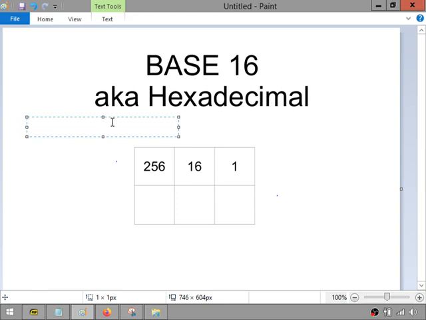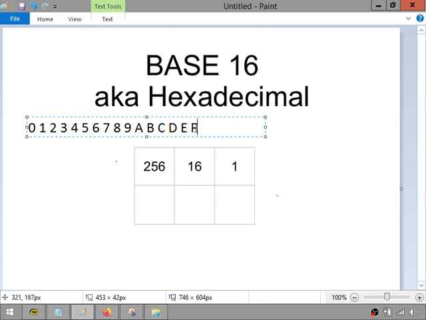So it's 0, 1, 2, 3, 4, 5, 6, 7, 8, 9, 10, 11, 12, 13, 14, 15. And we're stopping at 15. You probably think, oh, base 16, shouldn't we stop at 16? Well, it's base 16 because there are 16 digits including 0. So we start at 0, including 0, there are 16. So F is equal to 15.